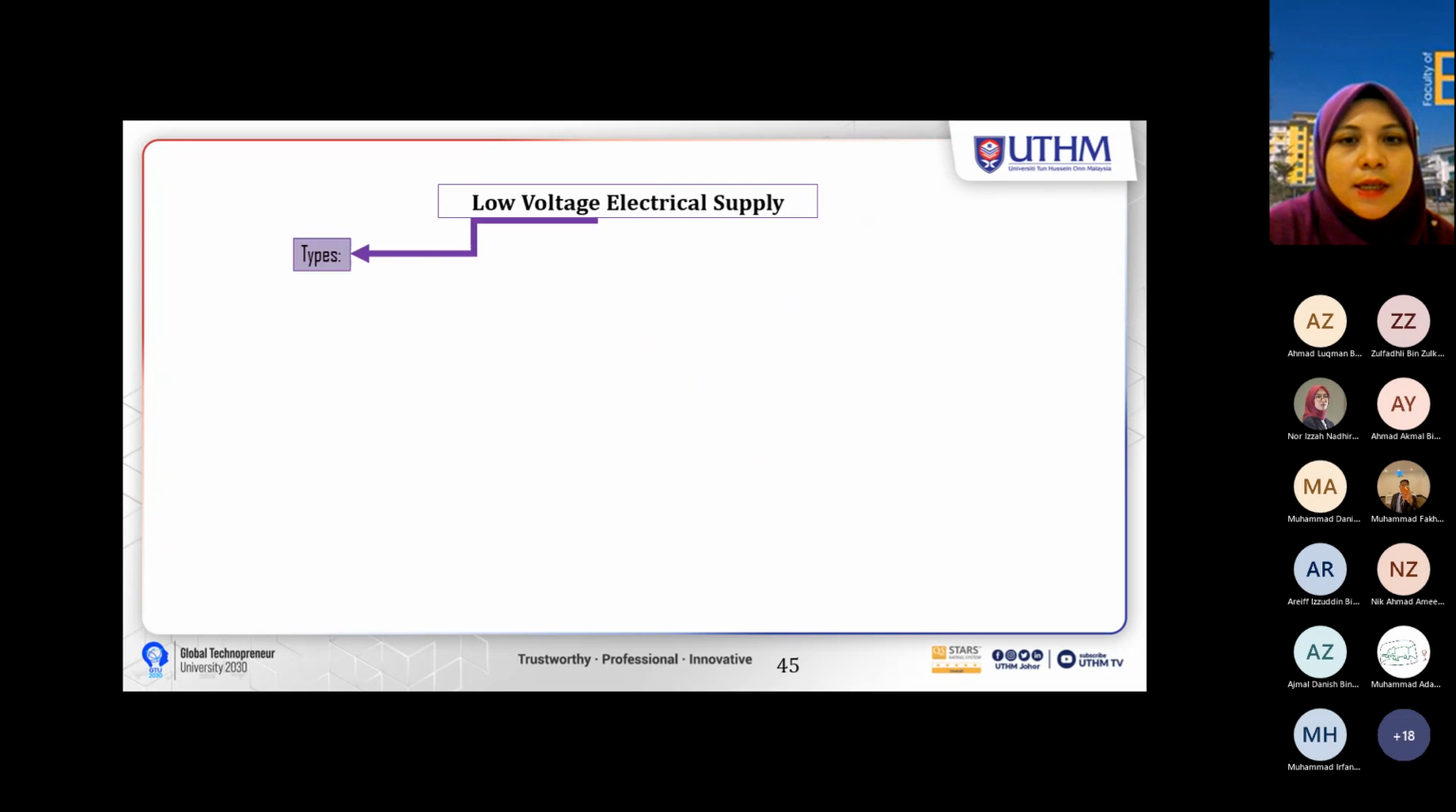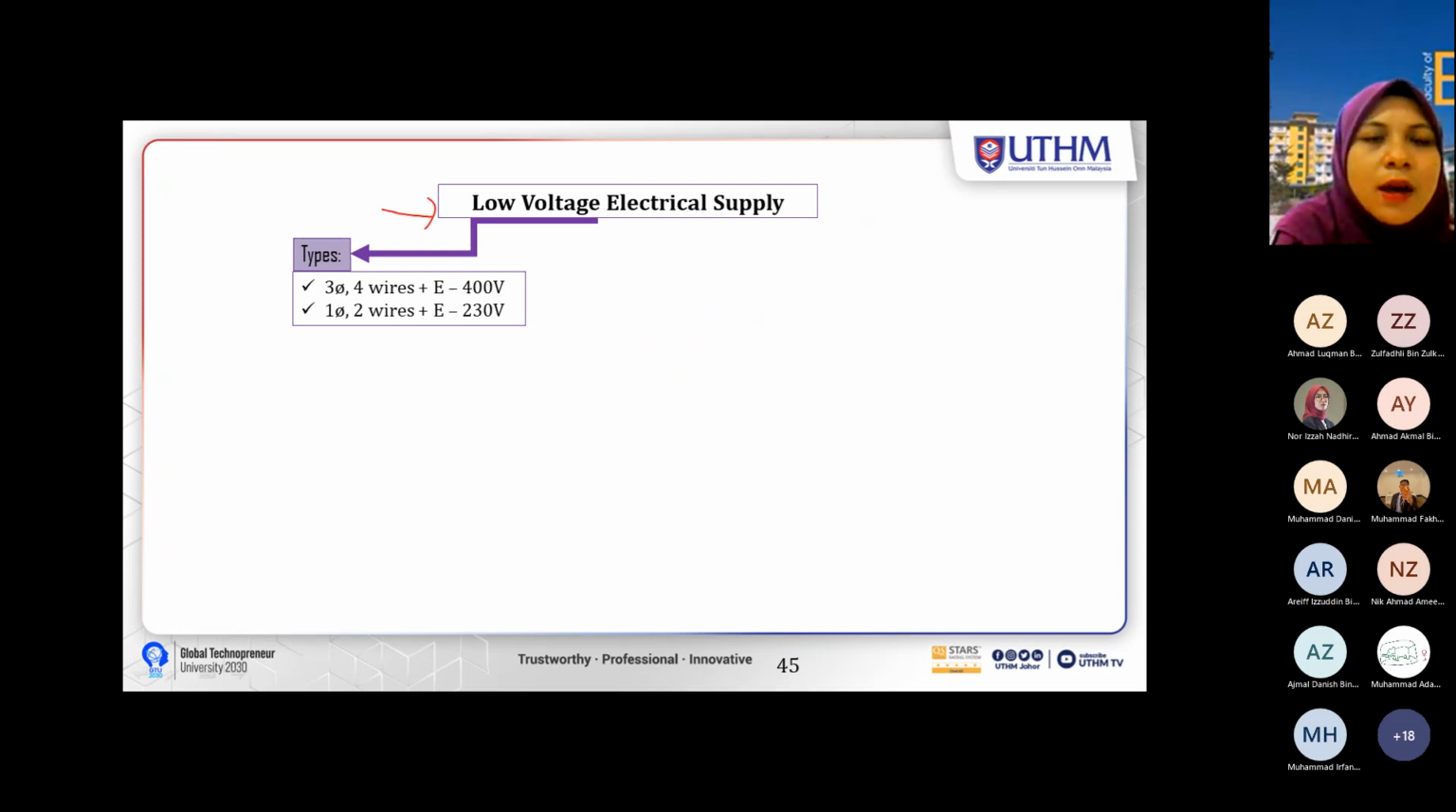Okay, low voltage electrical supply. So basically, when we talk about low voltage, it must be less than how much? Do you remember the previous lecture chapter? 1 kilovolt, doctor? Yes, correct, 1 kilovolt, 1000 volt. It must be lower than 1000 volt. That is what we categorize as low voltage.